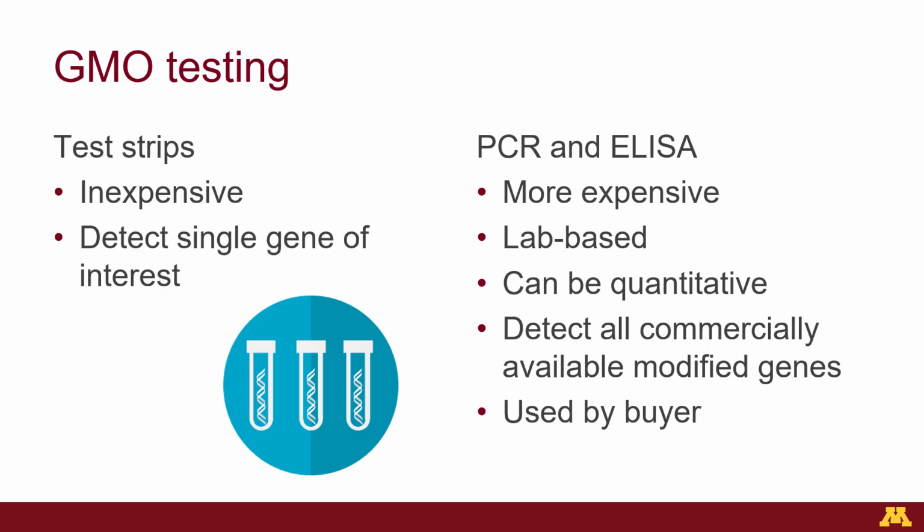Test strips provide an inexpensive way of screening for a particular gene that you are concerned about. Lab-based methods such as PCR and ELISA are expensive, but can quantify the amount of GMO material present and can detect the full range of commercially available modified genes. These are more often used by buyers.